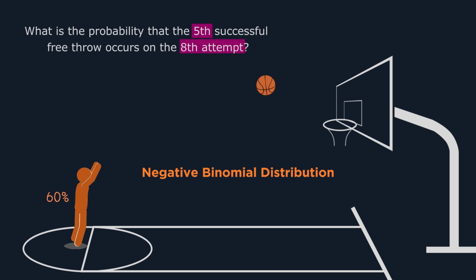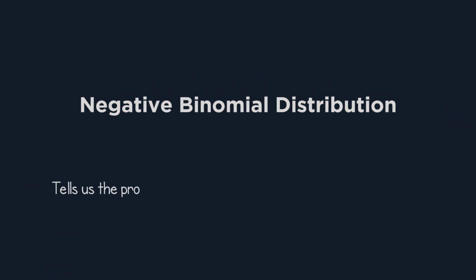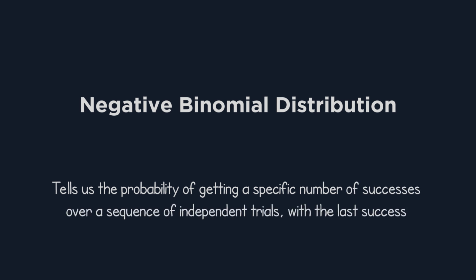So, why is this different? Well, the negative binomial distribution deals with scenarios where we want to find the probability of a certain number of successes, but with a twist. We're asking on which specific trial that last success will happen. In this case, the fifth success on the eighth attempt. This distribution tells us the probability of getting a specific number of successes over a sequence of independent trials, with the last success occurring on a specific trial.